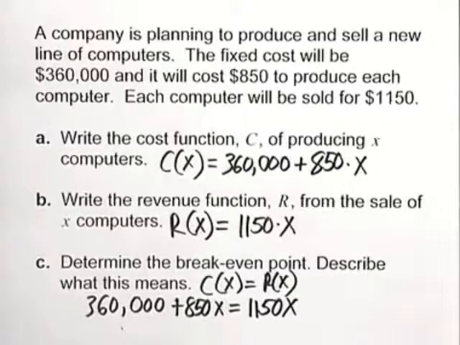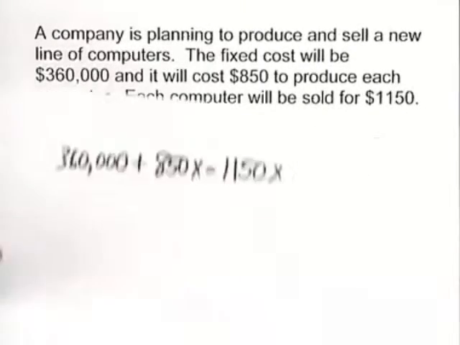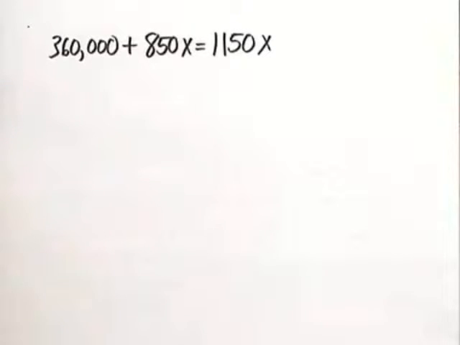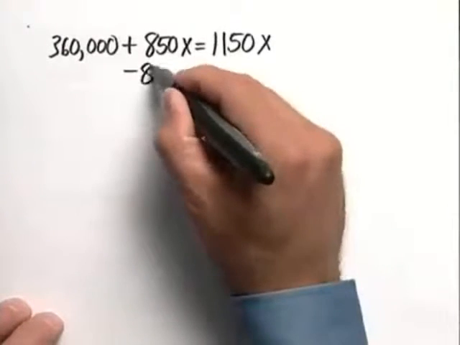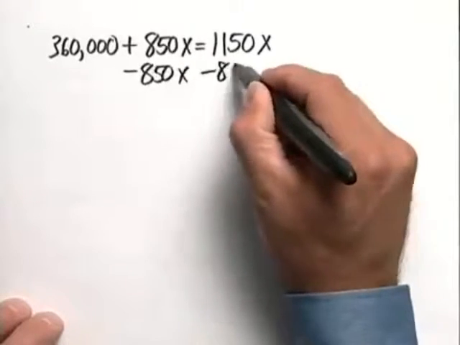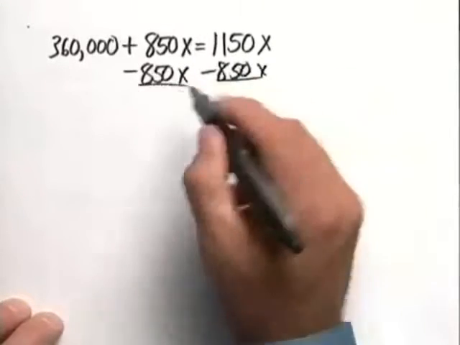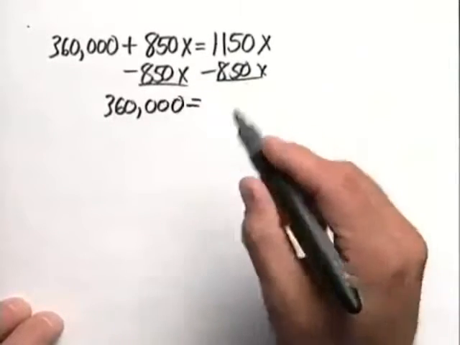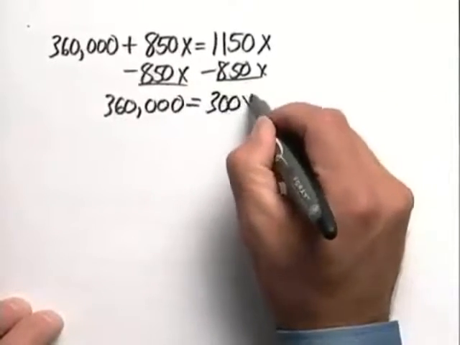Now let's go ahead and solve the equation. To do that, let's move to the top of the next page. As you see, I have the equation written there. Let's go ahead and solve this nice linear problem. We'll subtract 850X from both sides of the equation. From that, we get 360,000 is equal to 300X.